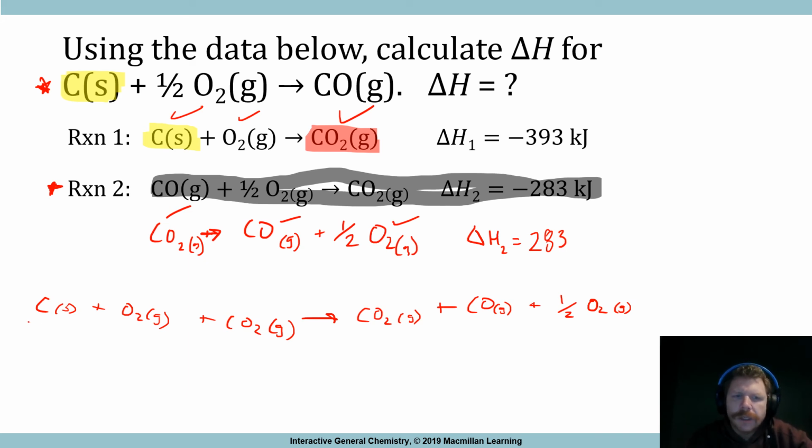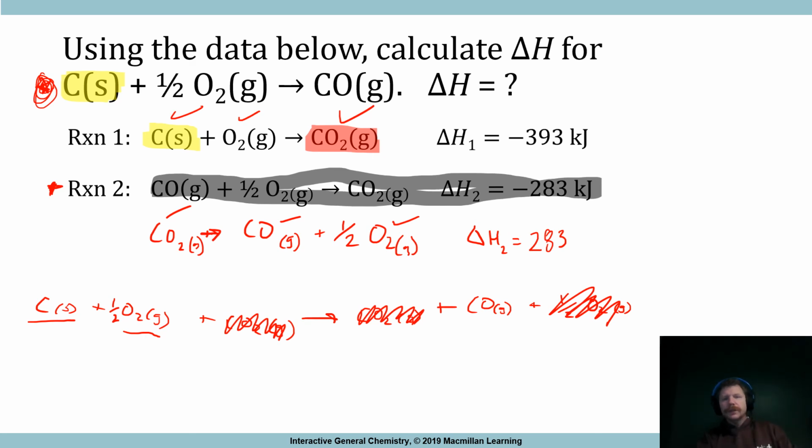So carbon, solid, is only on the reactant side, so I'm going to leave that. O2, 1 mole of O2 is on the reactant side, and 1/2 mole of O2 is on the product side. So what I do with that is I cross out 1/2 mole of O2, and as a result, I change this coefficient to 1/2. Okay, now that one's good. Now CO2, is that present as a reactant in my overall reaction up here? No, it's not. But CO2 is also present as a product in this combined reaction, so that will effectively cancel out. So now, if I look at my reactants, carbon, 1/2 O2, and carbon monoxide.